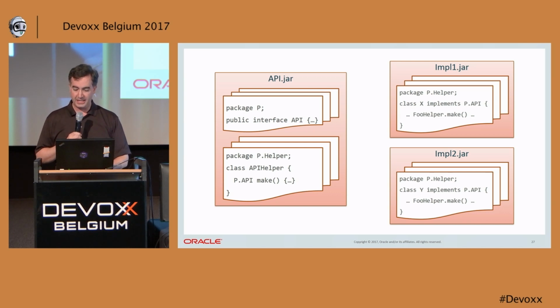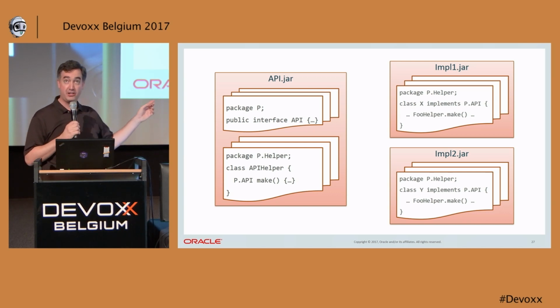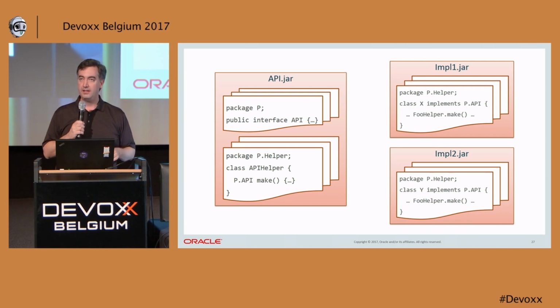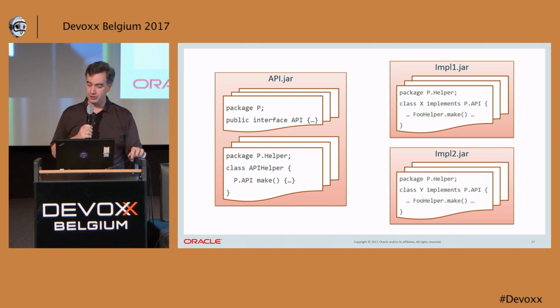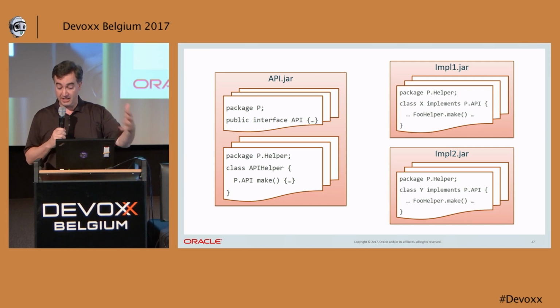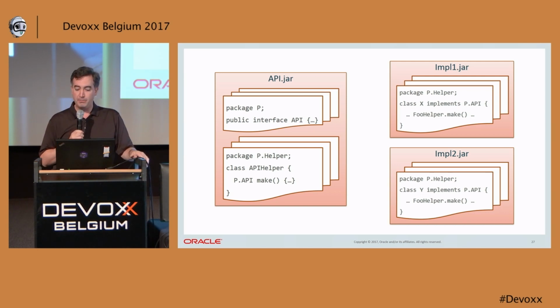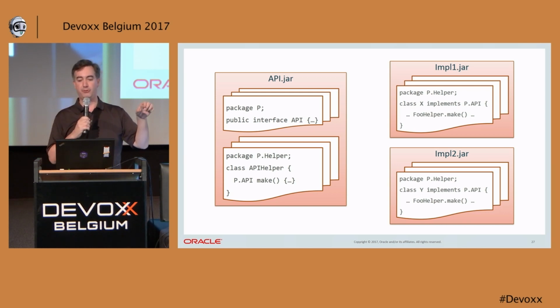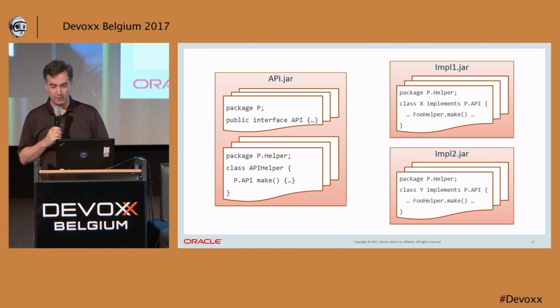So in order for the helper code and the implementations to work together and share code, they need to be in the same package. The implementations are package private so that user code can't access them. A helper class, API helper, on the left is package private as well. It could be public, but then it will be accessible to users, and again, we don't really want that.